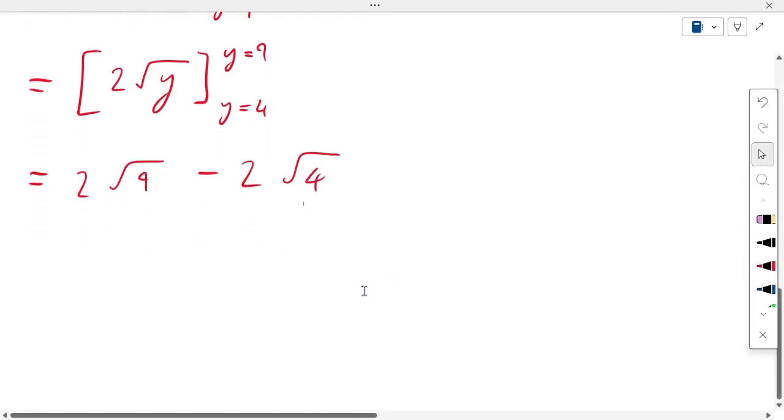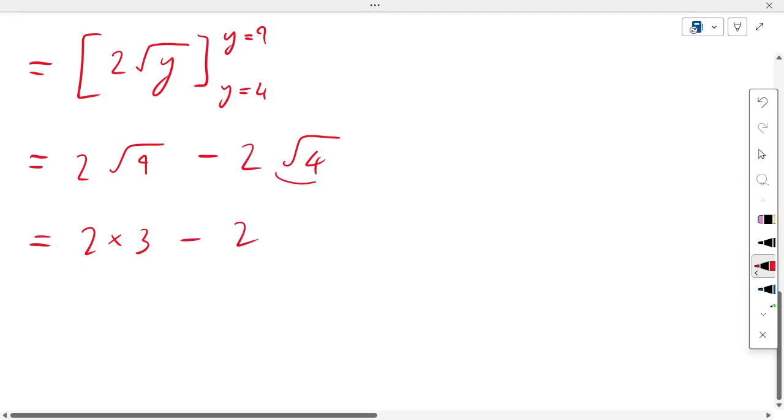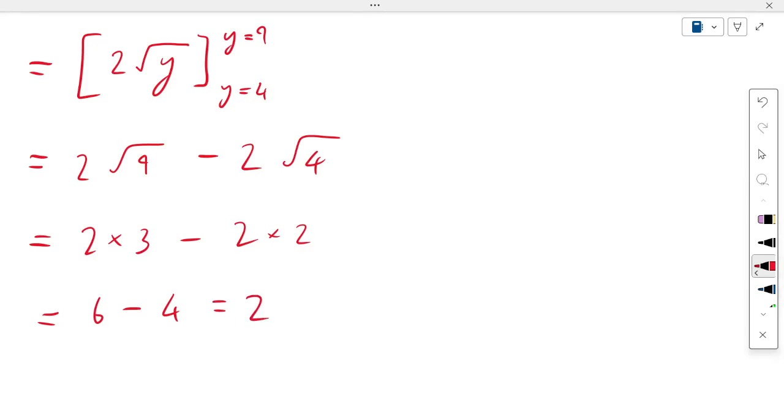Okay, and then we're just going to evaluate more over here. We're going to have 2 multiplied by root 9. Root 9 is equal to 3, so this is 2 multiplied by 3 minus 2 multiplied by root 4, which is 2. And then therefore we're going to have 2 times 3, which is 6, minus 2 times 2, which is 4, which is equal to 2. Therefore the evaluated answer for the middle integral with respect to y is equal to 2.